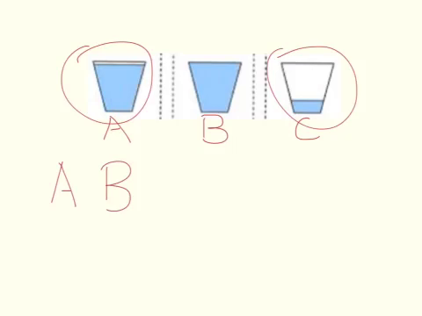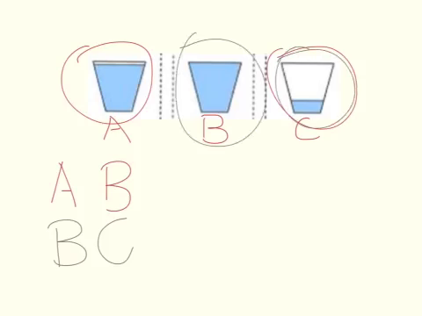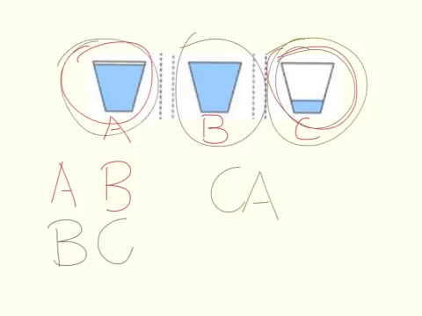Now let's switch and look at B and C. I would say that B has a greater capacity at the moment than C. It's holding more inside it. Okay, let's do C and A. I would say that C has less capacity than A. It's got less inside it than A does at the moment. All right.